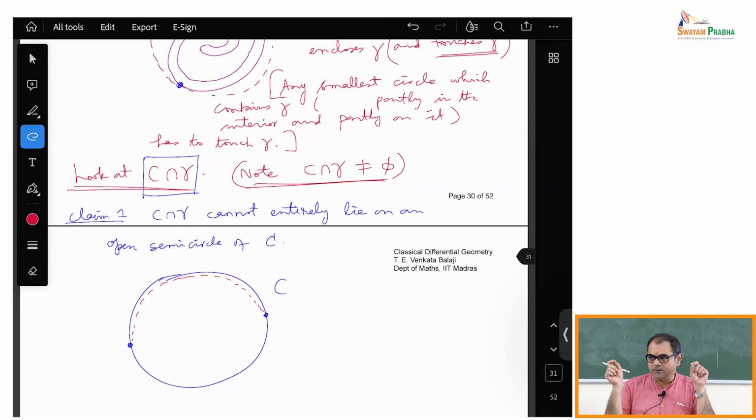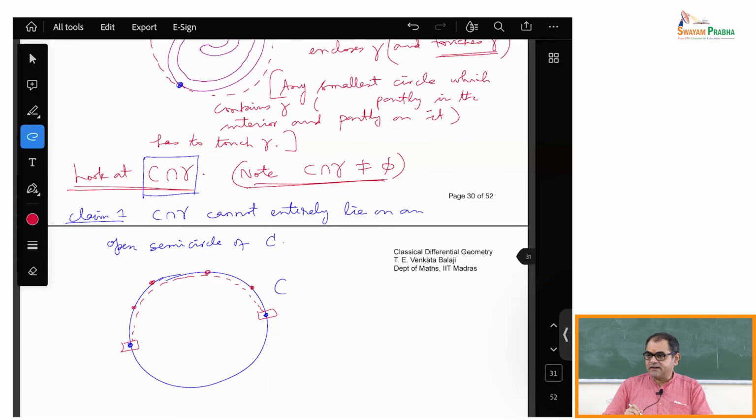When you say open semicircle, it means open arc, so the endpoints should not be included. You take all points along this dotted arc that I have drawn, and you forget these 2 points. That's an open semicircle. And all the C intersection gamma points cannot lie only on this open semicircle.